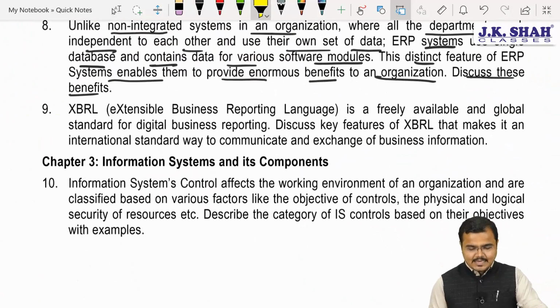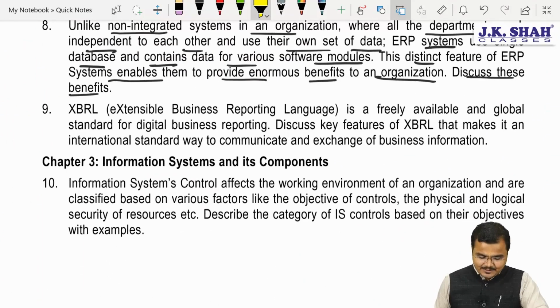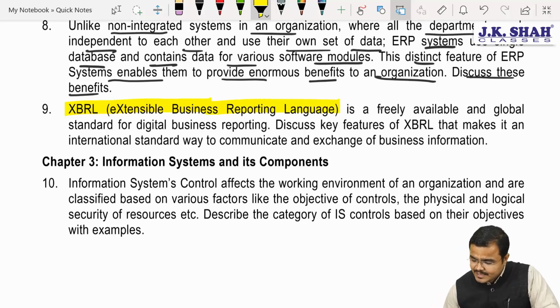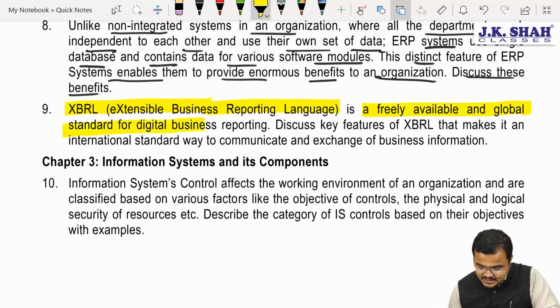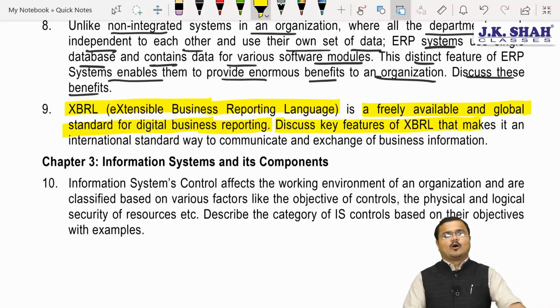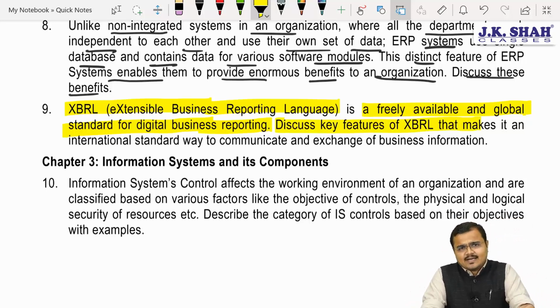Now we are going to refer to XBRL, chartered. XBRL is the eXtensible Business Reporting Language. Yes, chartered? Sir, 110%. It's a freely available global standard for digital business reporting. Discuss key features of XBRL. Now, very important, what are they saying? Sir, they are asking us to discuss the features of XBRL.